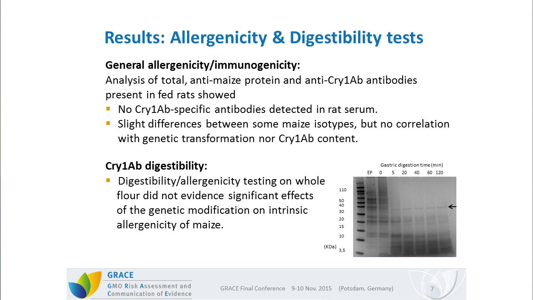If we look at this Cry1Ab digestibility, as seen here, was one example. This was found to be relatively robust, and we could test these on whole flour, and it did not evidence a significant effect of the genetic modification, especially on the intrinsic allergenicity of the maize, which has been used here in our studies.